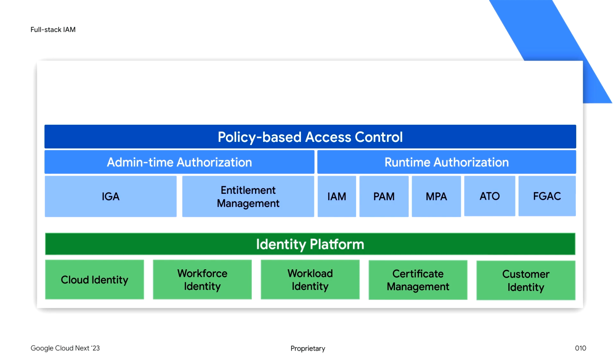Now, if you go a step above that, that's where access management starts coming into play. Our view of access management is an end-to-end policy-based access control system. And notice I talk about both admin time authorization and runtime authorization. Capabilities like identity governance, things that you do when a new employee joins or on an occasional basis for an audit, that's an admin time capability. Versus giving somebody privileged access approvals at runtime, that's a runtime authorization capability. But notice the spectrum of runtime authorization capabilities is now starting to more prominently feature things like fine-grained access control, account takeover prevention, or things like MPA and MFA.